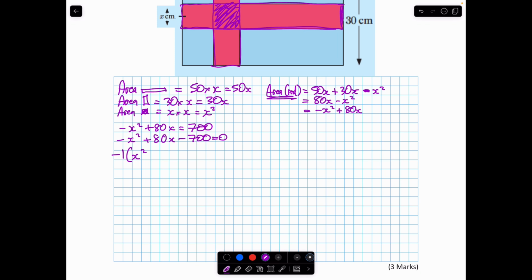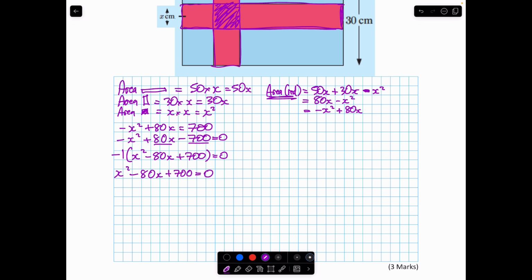So what did I need to times negative 1 by to get 80x? It'd have to be negative 80x. What would I have to times negative 1 by to get negative 700? Positive 700 equals 0. So that's gotten rid of negative 1 as a factor. And to get rid of this negative 1 at the front, the opposite of timesing by negative 1 is dividing by negative 1. So if I divide both sides by negative 1, I'm going to be left with x squared take 80x plus 700, and 0 divided by negative 1 is going to remain 0.